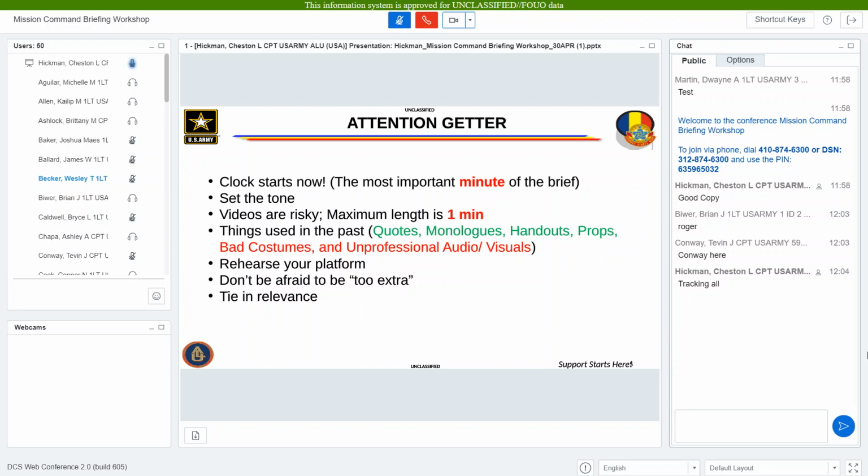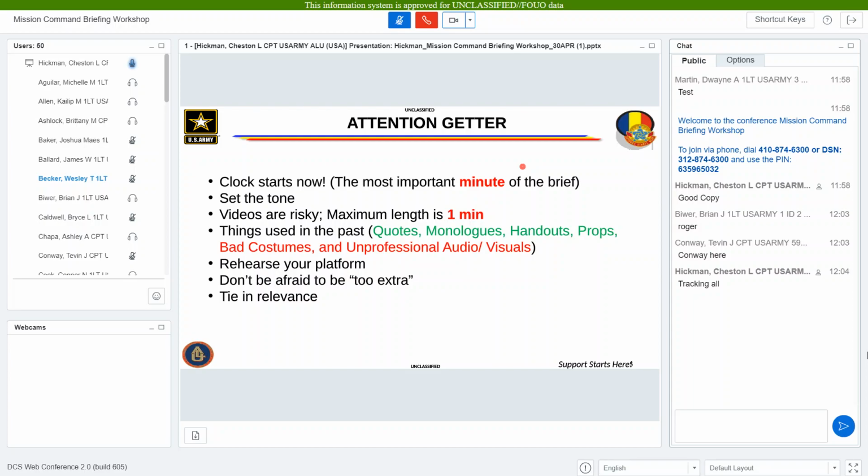The clock is going to start when you start your attention getter. Your attention getter is the most important minute of the brief, and my highlight minute, because it's all you really want to spend at most on it. But it's going to set the tone for your brief. Rules of engagement for attention getter.